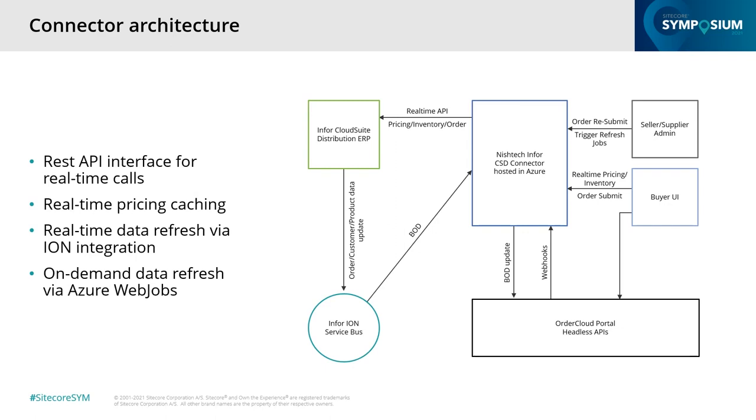For batch data refresh, connector uses fetch-where API from Infor CSD. When jobs for data refresh run, connector uses this API to get bulk data from Infor CSD and update the data in OrderCloud using OrderCloud REST APIs. Batch data refresh processes are optimized to use Delta dataset. This way, process gets only the data that has changed and keeps data volume minimum.